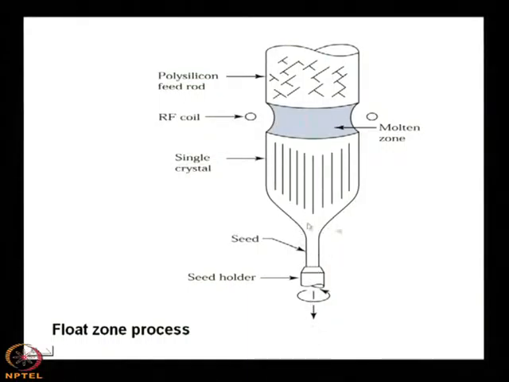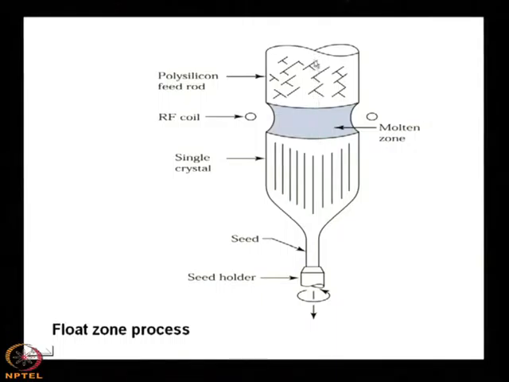So, due to the temperature gradient between the molten state and the solid, at the solid-liquid interface, it solidifies, that means the freezing effect is there and the single crystal grows in this manner. So, at the end what will happen? The whole rod will become single crystal because of this movement of the heating source, that means the molten zone is moved.